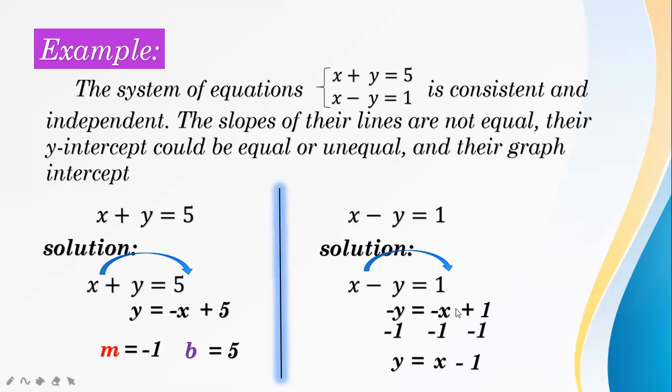Then you identify the value of m and b. So therefore your m, we have your positive 1, m, that will be the slope. We say m, it means slope. Then your b, that will be your y-intercept, and therefore we have negative 1. So this will be your slope of the first equation and the y-intercept, and this will be your slope of the second equation, and the y-intercept is negative 1.